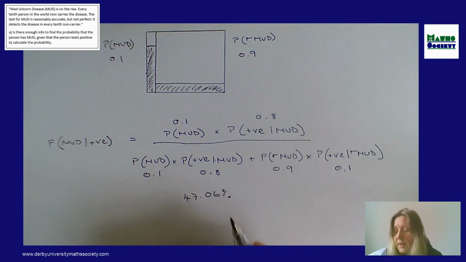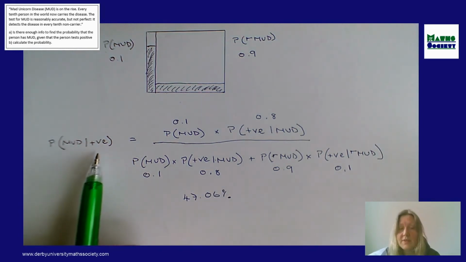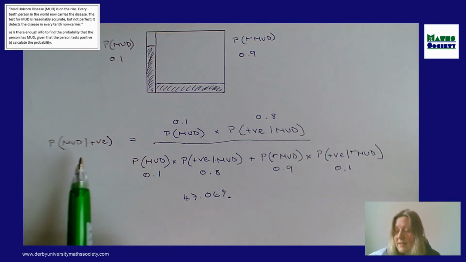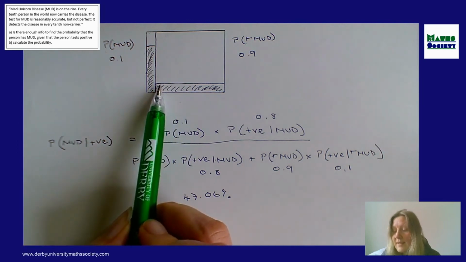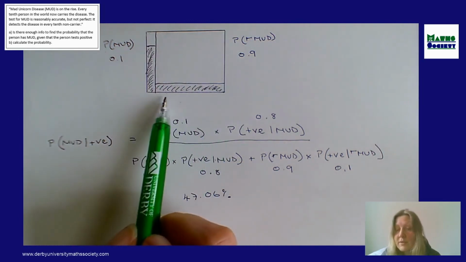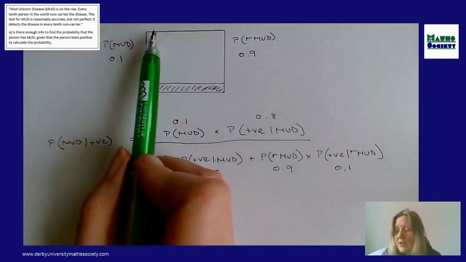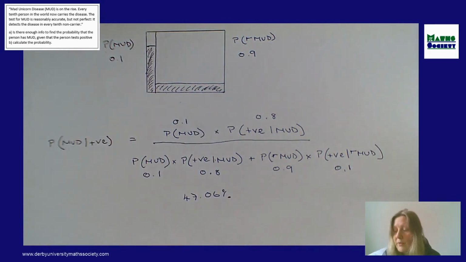it is 47.06%. Just because you test positive, it doesn't mean that you have the disease, because it doesn't matter how sensitive the test is. What matters is how many people in the world don't have the disease and are also testing positive. There's just a lot more of them.